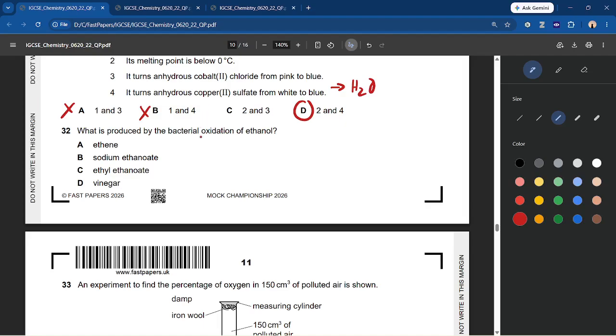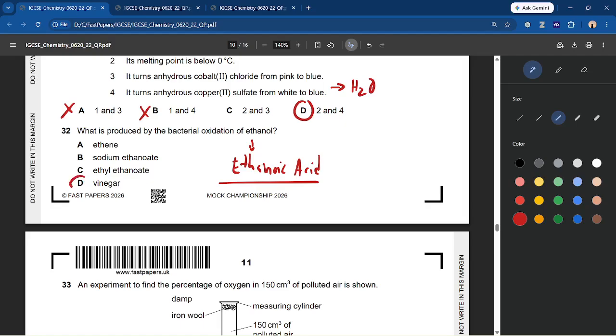What is produced by the bacterial oxidation of ethanol? So when you oxidize ethanol, you're going to form ethanoic acid. This is interesting because this is why whenever you leave alcohol out in the open, it becomes oxidized.